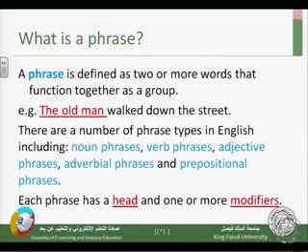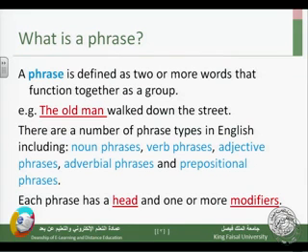So the old man is three words, the, old and man, and they all function as one group in this sentence. They are the subject and they are called a phrase. There are a number of phrase types in English, including noun phrases, verb phrases, adjective phrases, adverbial phrases, and prepositional phrases. In the coming lectures we will take a look at some of these phrases. In this lecture we'll start with the noun phrase and see some related topics about it.